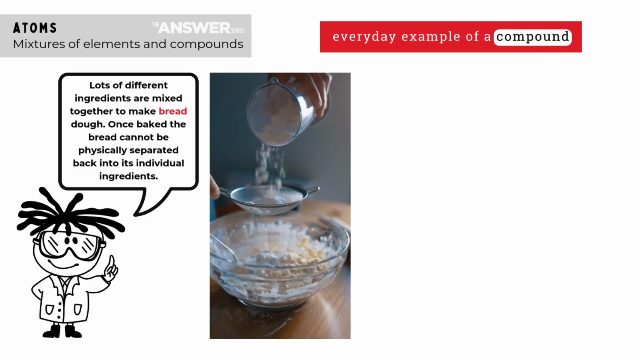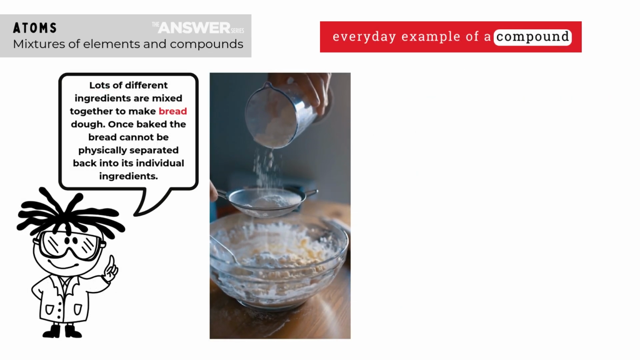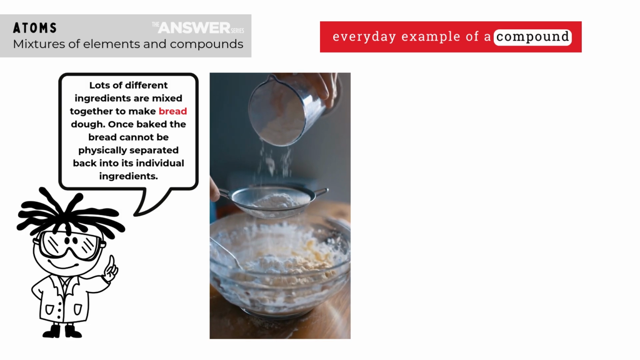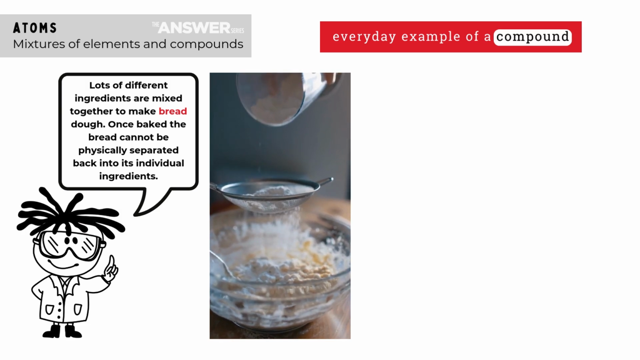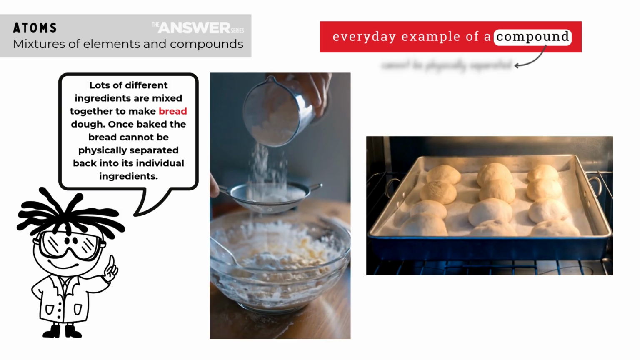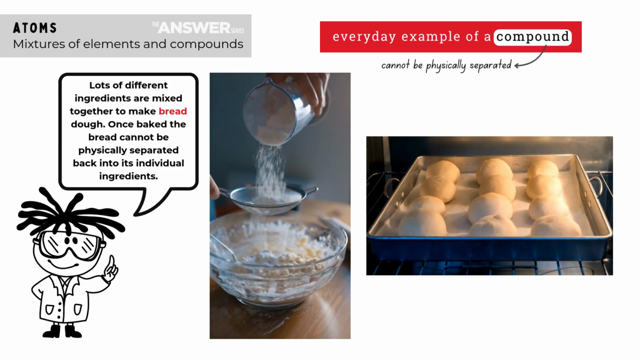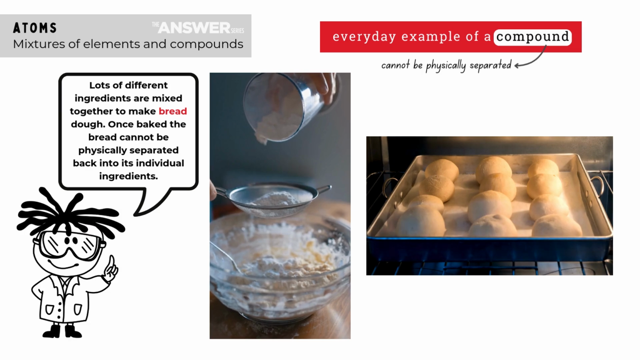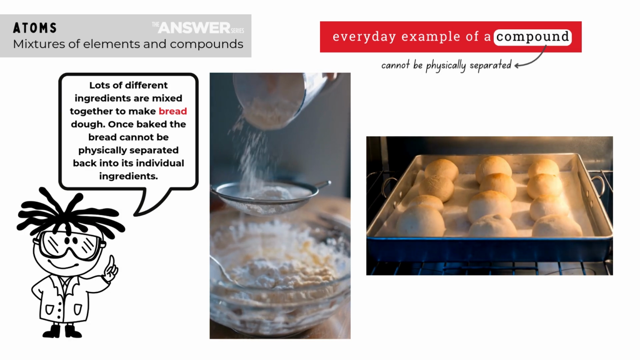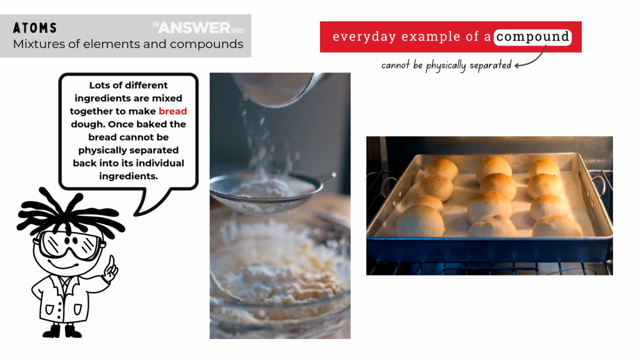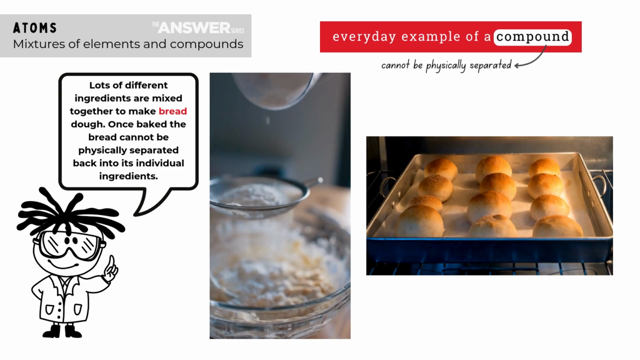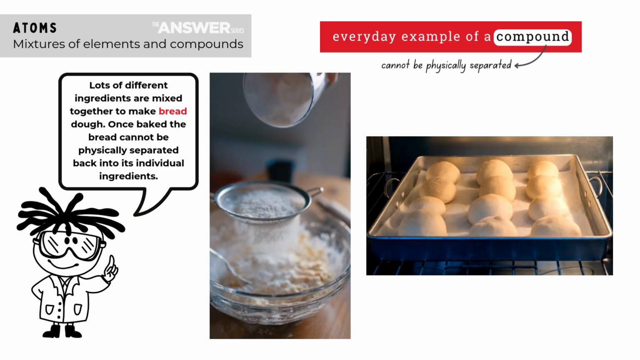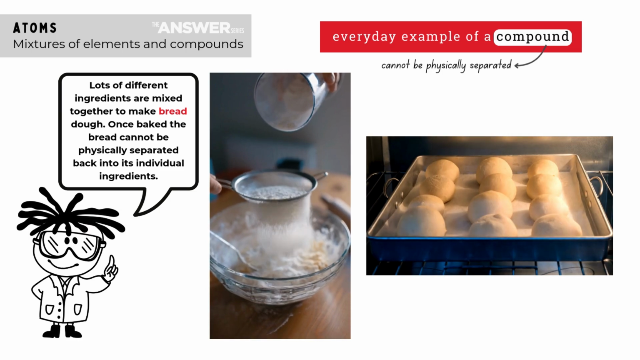On the other hand, a compound is more like bread. To make bread, you mix a lot of different ingredients together to make the dough. Then you put that dough into the oven and bake it, and that's like a chemical reaction that gives the energy for the atoms and molecules to change. Once baked, you can't physically break that bread apart into the individual ingredients that were there initially.